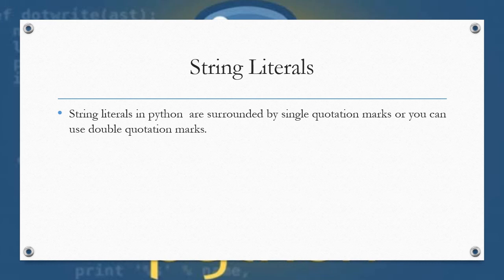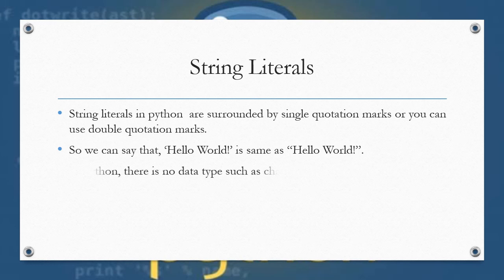String literals in Python are surrounded by single quotation marks, or you can use double quotation marks to show the string. So we can say that hello world in single quotation is the same as hello world in double quotation. In Python, there is no data type such as character. If you store a character, it will consider it as a string only, which is having a length.